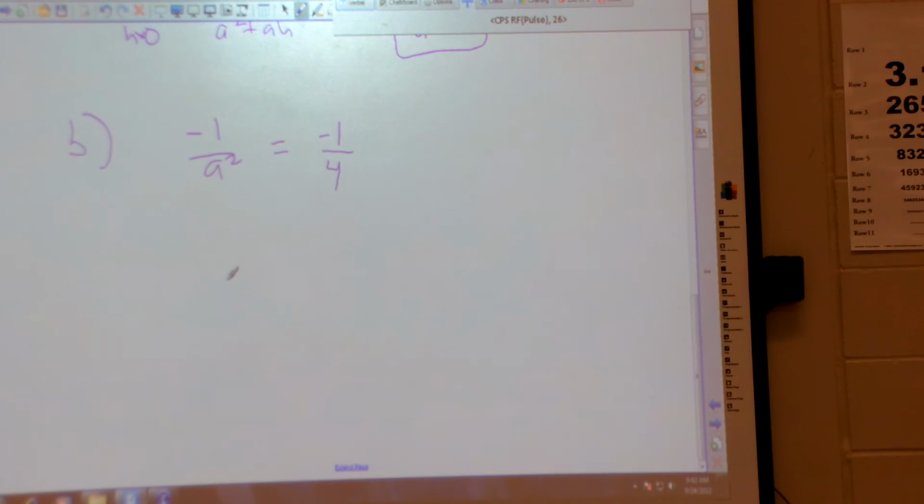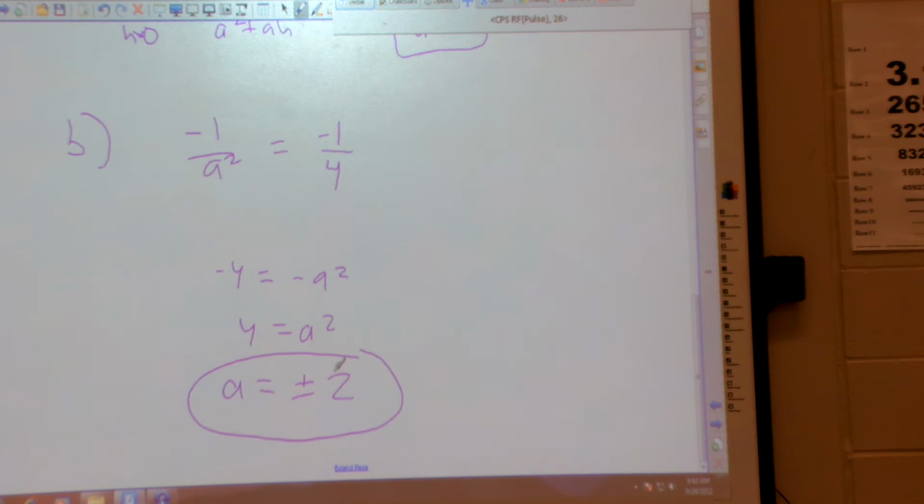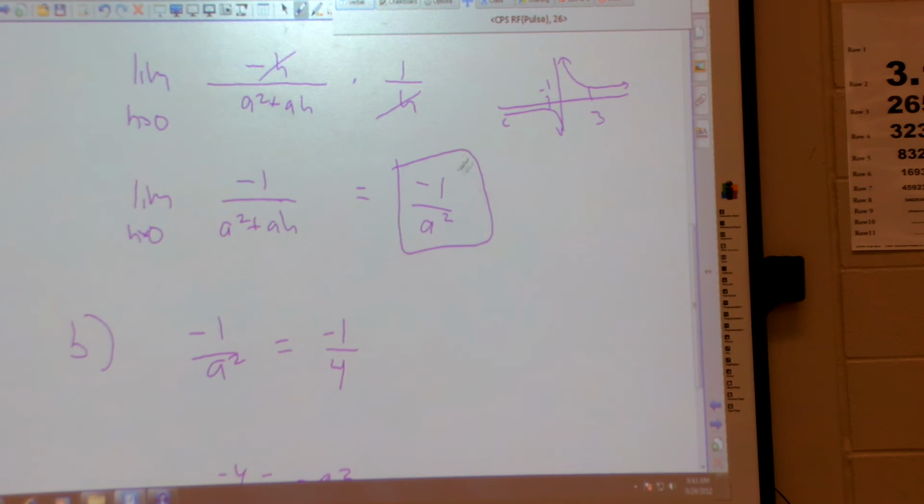You can cross multiply. 4 equals a squared, so a equals plus or minus 2. So at plus and minus 2, the slope is negative 1/4. But be very careful. I have a lot of language issues with people here. They try to plug in negative 1/4. Just understand the concept going on here. I found the slope anywhere. So if I want to know the slope at 4, that's when you plug in. If I want to know when the slope equals 4, you set it equal to 4.